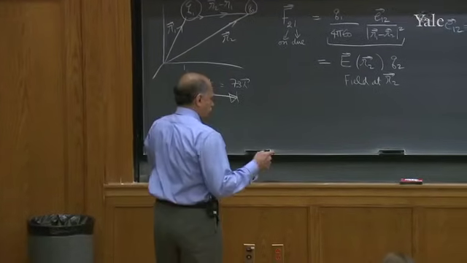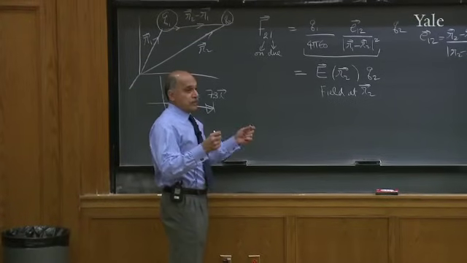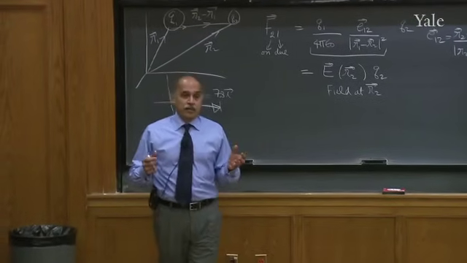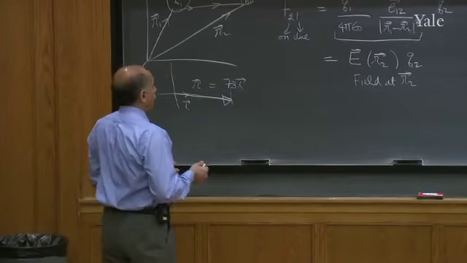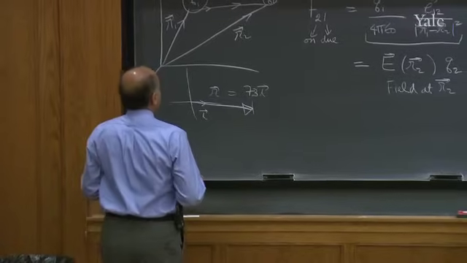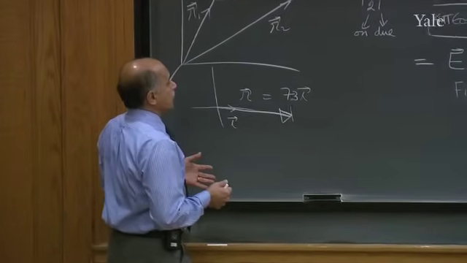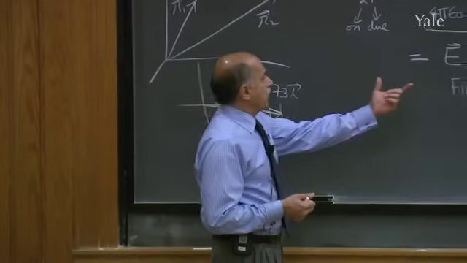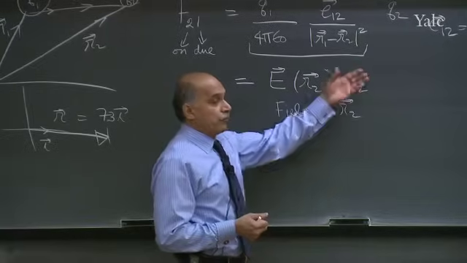In Coulomb's law, you say that Q1 and Q2 exert a force on each other, okay? And the force depends on the charge and the distance between them. Now I'm going to say Q1 produces an electric field at the location of Q2 given by this vector, and when I multiply by Q2, it gives me the force on Q2.